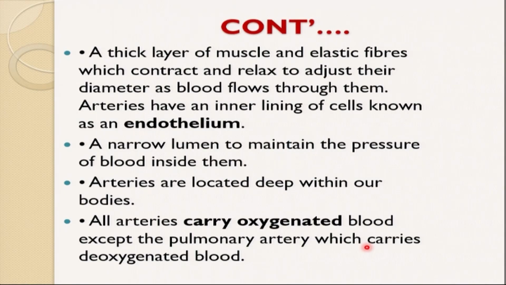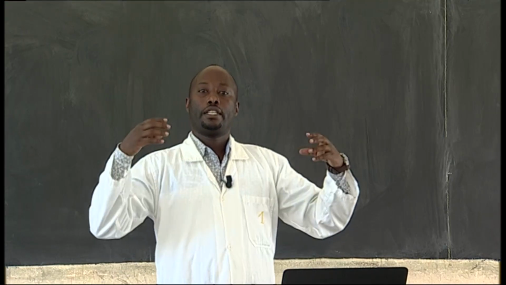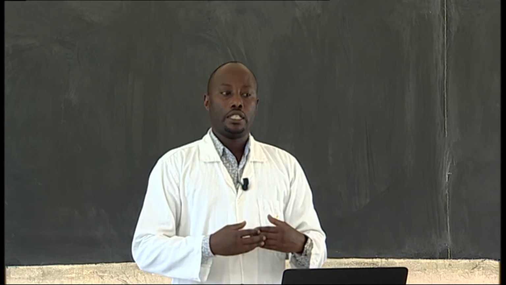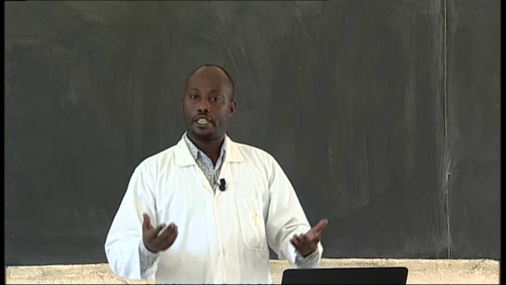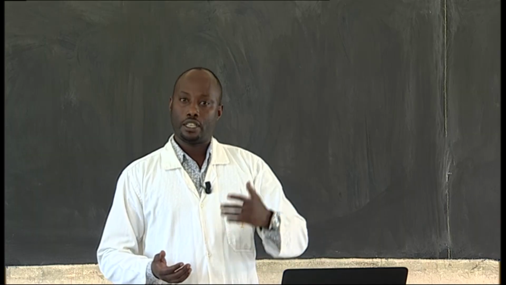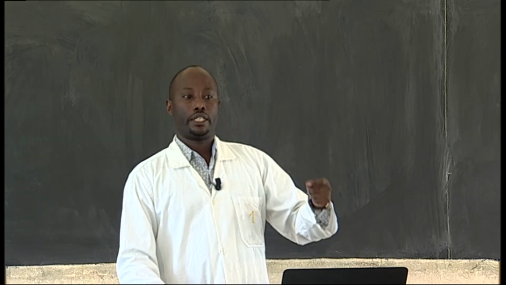Another characteristic is that arteries are located deeply within our body. I can mention that arteries are not found superficially, on the skin. They are found deep inside our bodies. That's why most of the time you can get injured and see serious bleeding, but eventually you find the arteries have not been damaged, because they are located inside our body.